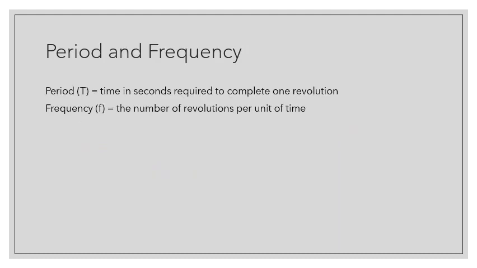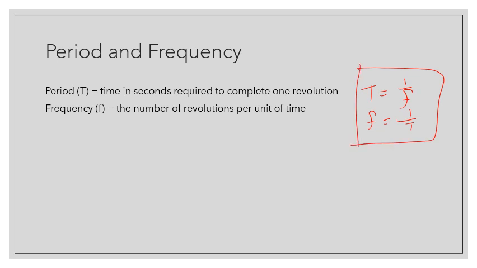Period and frequency. The period is the time in seconds required to complete one revolution, and the frequency is the number of revolutions per unit of time. With these two new definitions, we can create some new equations. The relationship between the period and frequency is T is equal to 1 over f, and f is equal to 1 over T.